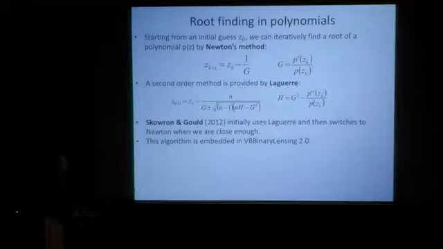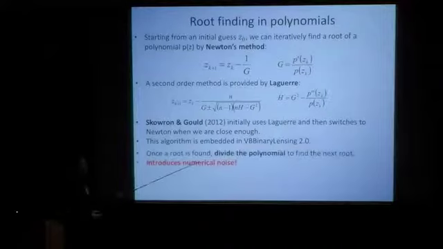Once you find a root in a polynomial, you also have the possibility to divide the polynomial by the root you already found, and so you can repeat the algorithm to find the next root. So you are guaranteed that you will not find the same root as before. But every time you do this, of course, you introduce numerical noise. And so this is the main limitation coming from this polynomial approach.